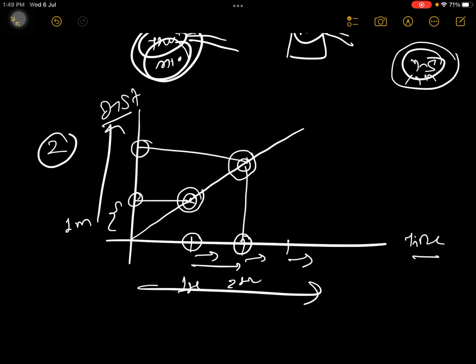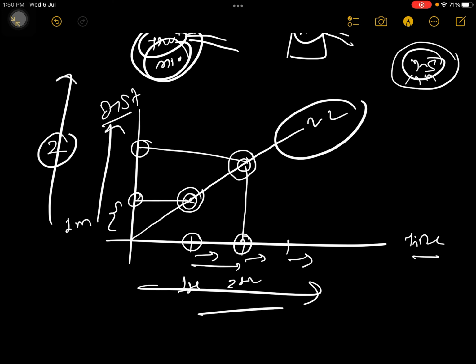Sometimes new students, beginners, will think this line itself is the path of travel, this line itself is the path of motion. No, no, no guys, this is not the path of motion, this is the connection, this is a graph between time and distance. It shows you variation. This line is not the path. Okay, ये रास्ता नहीं है, ये graph है.